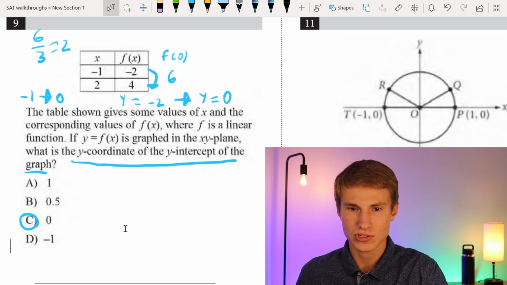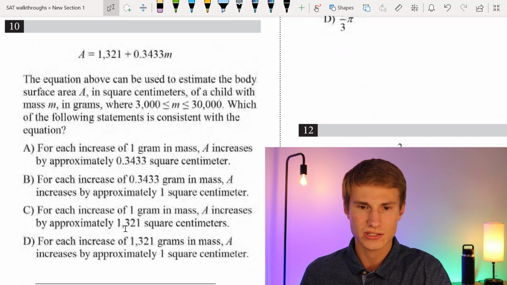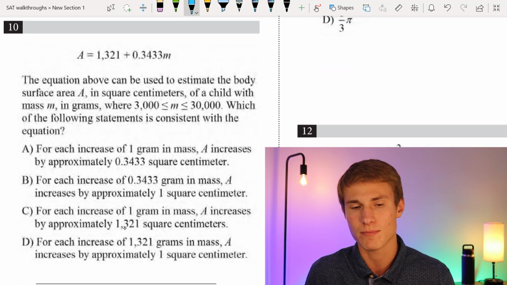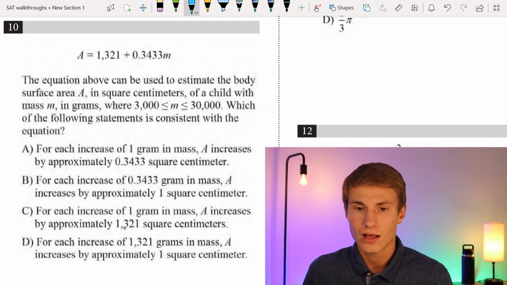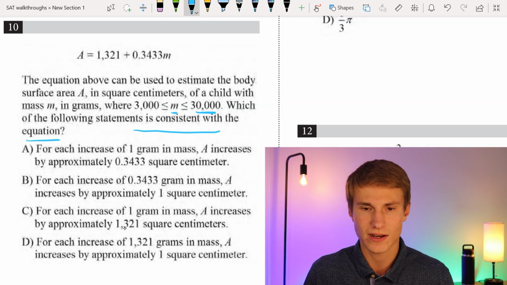All right, moving on now to number 10. So we've got the equation above can be used to estimate the body surface area A in square centimeters of a child with mass m in grams, where 3,000 is less than or equal to m, which is less than or equal to 30,000. That really doesn't matter. Which of the following statements is consistent with the equation? All right, so we're just going to have to run through these, find which one is consistent.